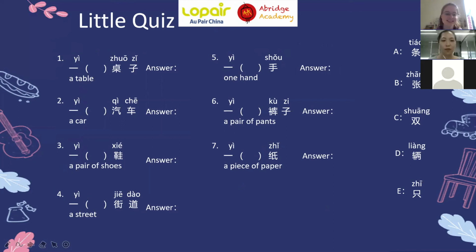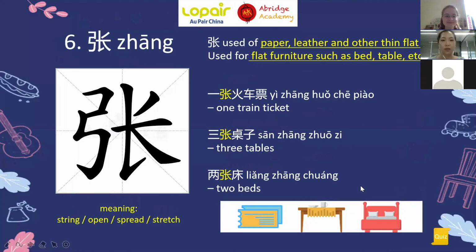The first one, a table. I give you a hint here, a table. So remember what we said, when we describe something with a flat surface, which word do we use? Katie, would you try to do this quiz? 一张桌子, 一张桌子. So the answer will be B, 张. Okay, so let's go back here. Take a look. 张, used for paper, letters, thin, flat things, flat furniture, bed, table.